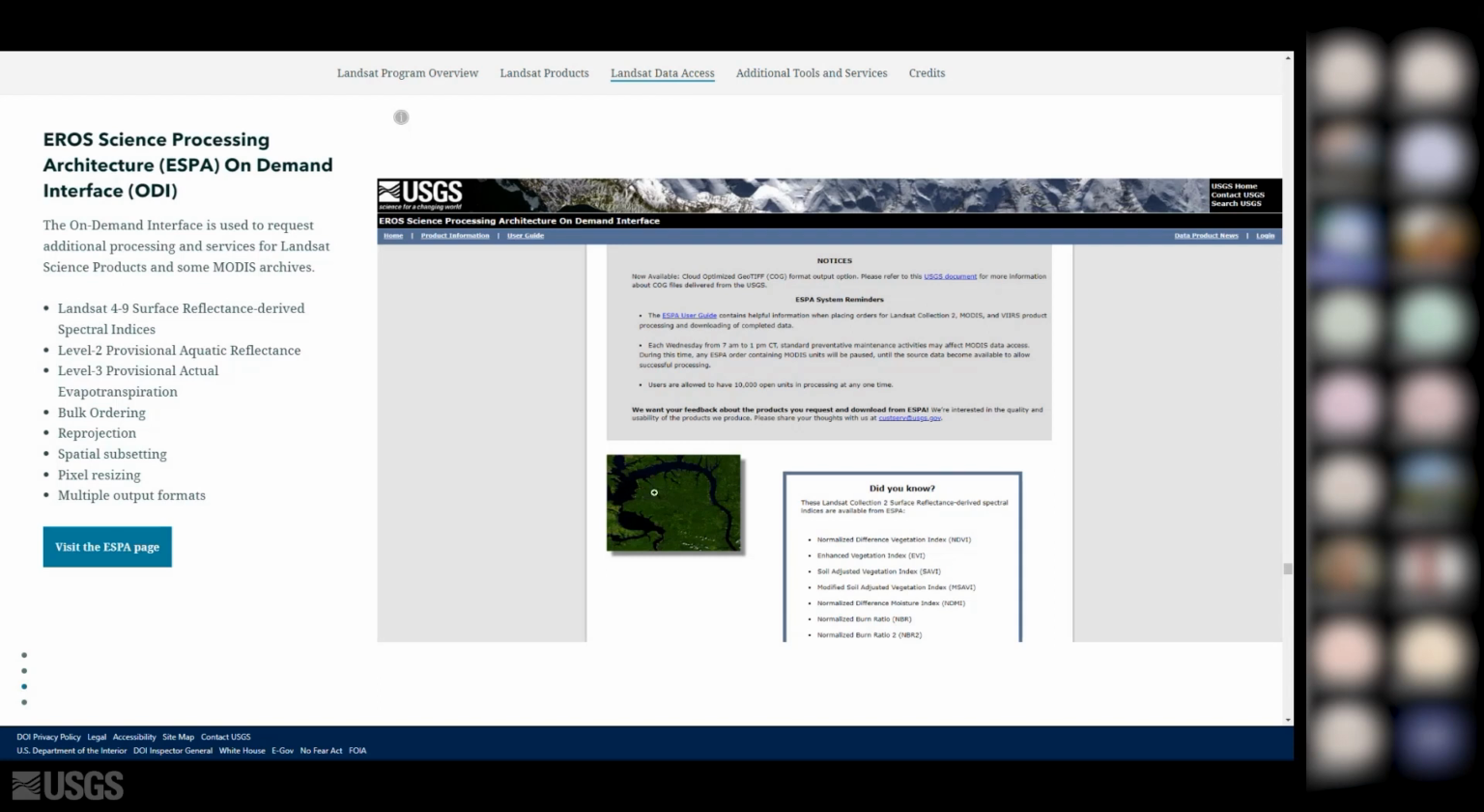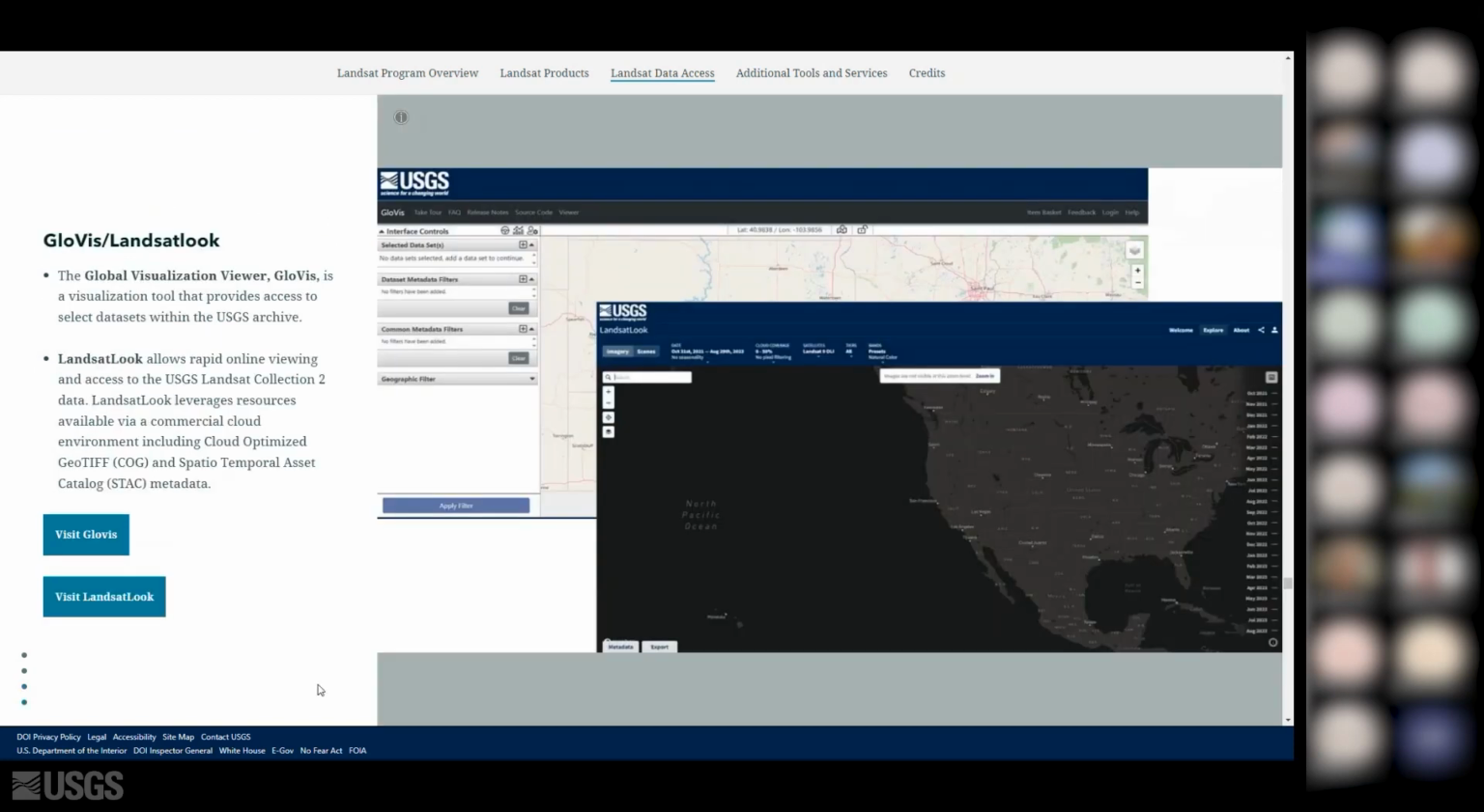You can also specify if you want to reproject or have some spatial subsetting, or if you would like to resize the pixels, you can also have that in there as well. And this also allows for multiple output formats. So you can use a GeoTIFF or you can download it in any other output that you would like to have your data in. We also have some visualization tools that you can check out.